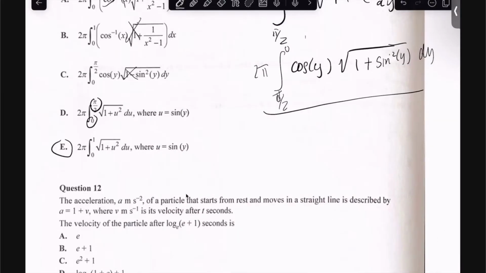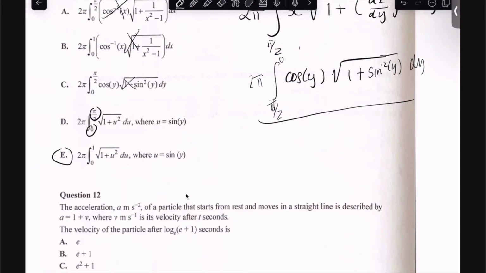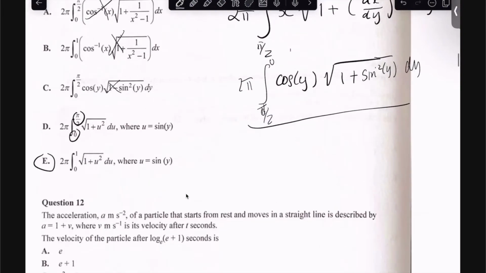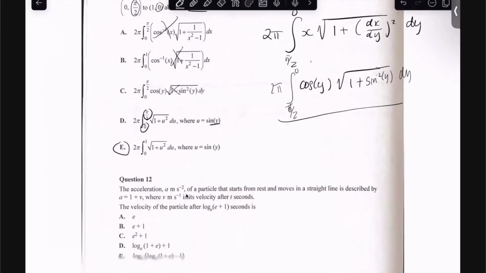So I'm just going to choose E. That's what I would do on an exam. I wouldn't waste too much time. But just to confirm, if you sub in u is sine y, when y is pi on 2, then u is 1, and when it's 0, it's 0. So 0 to 1. And I'm assuming that you've got a negative somewhere or something like that. So E should be the answer.